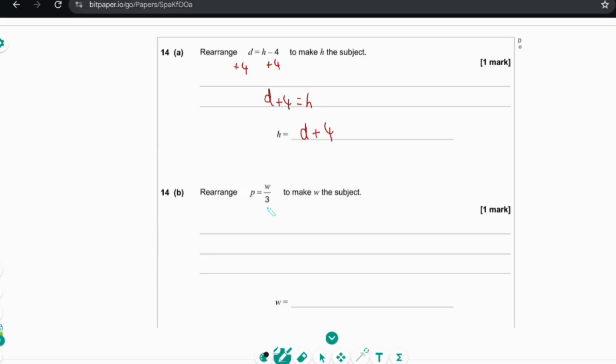Make W the subject. What's the opposite of divide by 3? Times by 3. We need to multiply both sides by 3. 3 times P is 3P. W divided by 3 times 3 gets rid of the 3 and you're left with W. So W equals 3P.